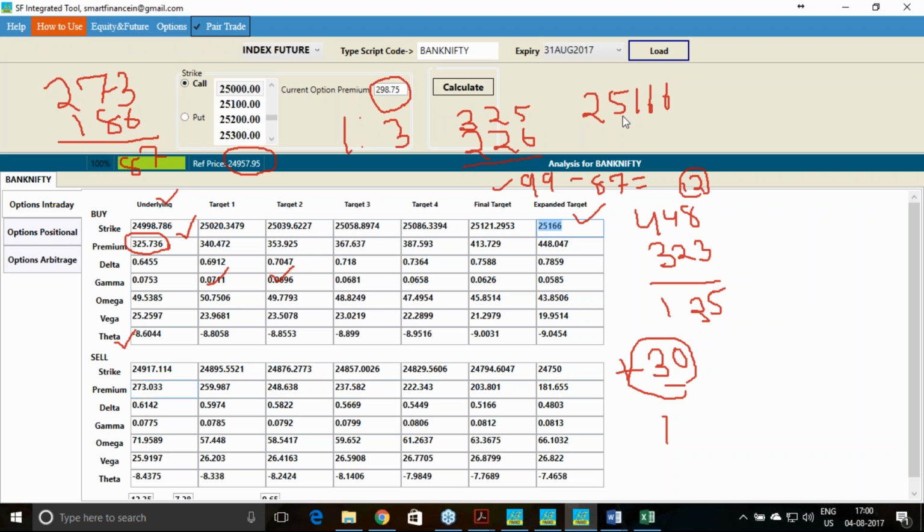Sell the 25,200 call option simultaneously while buying this one. If the stop loss hits, your impact is only 12 points. If the target comes, your profit will be 30 points. So 30 points, roughly 1:3 risk reward, it will work out.